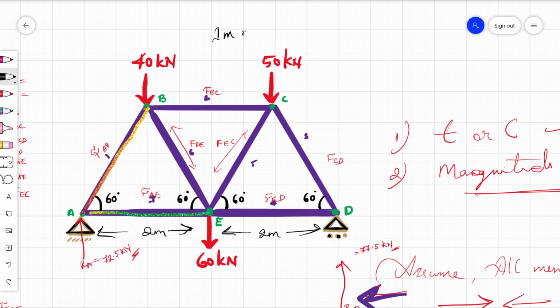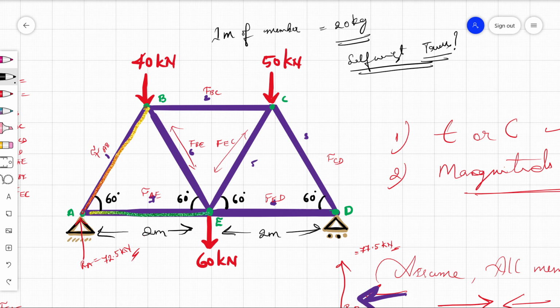1 meter of whatever member will weigh around 20 kg. Then what is the self weight of the truss? What is the self weight of the truss? They will ask this question.